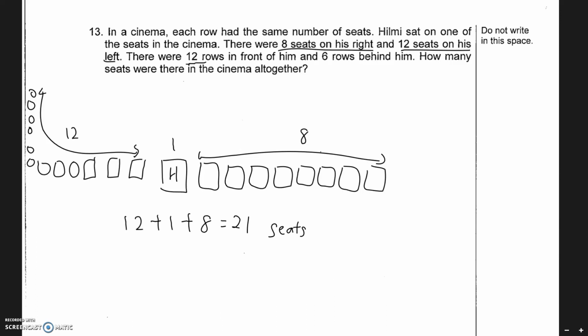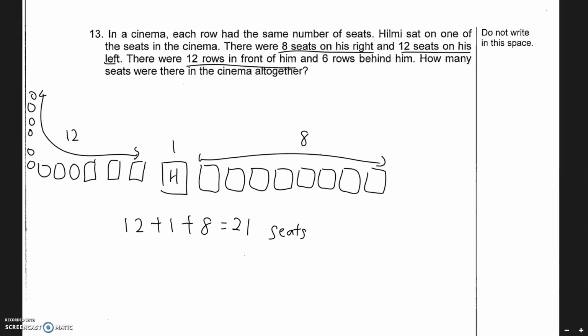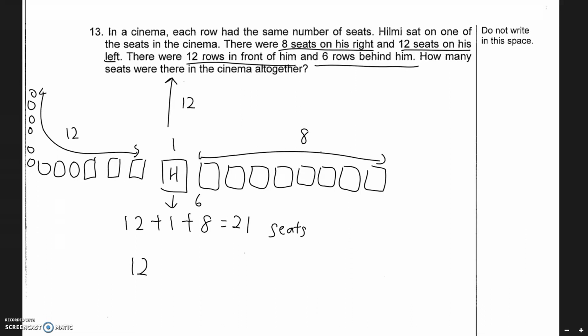He says that there are altogether 12 rows in front of him. So there's going to be 12 rows in front of him and 6 rows behind him. Now, how many rows are there in total then? 12 rows in front plus the 1 row he's sitting on, that's 13. So 12 rows and 1 row that he's seated on plus the 6 rows behind him gives a total of 19 rows.